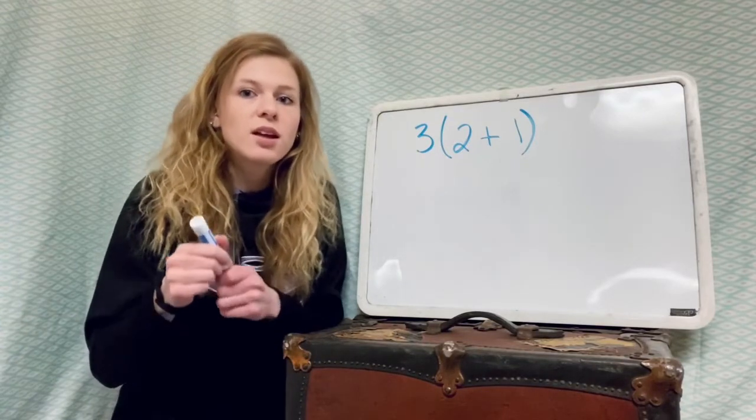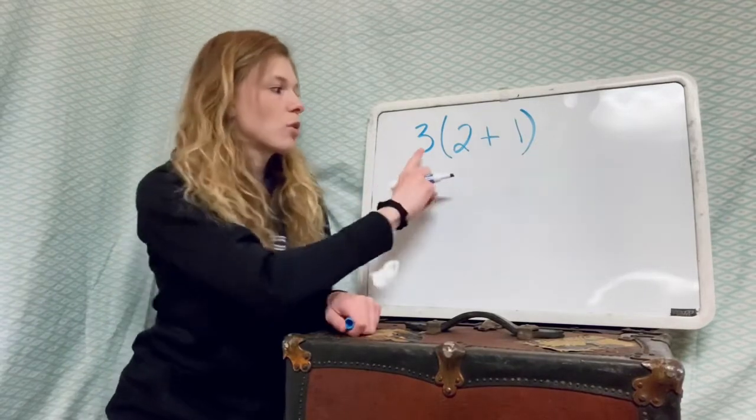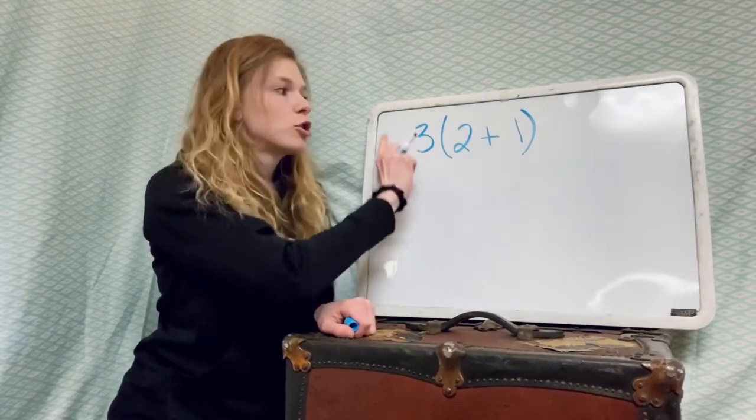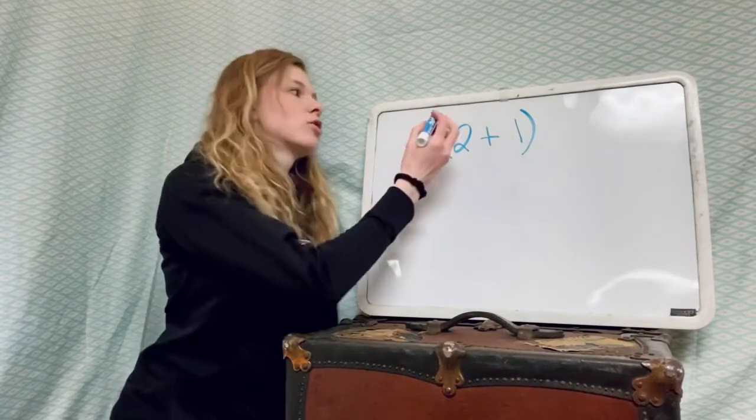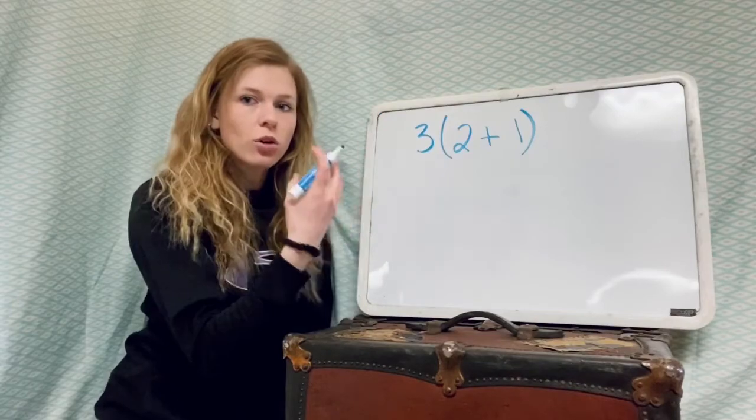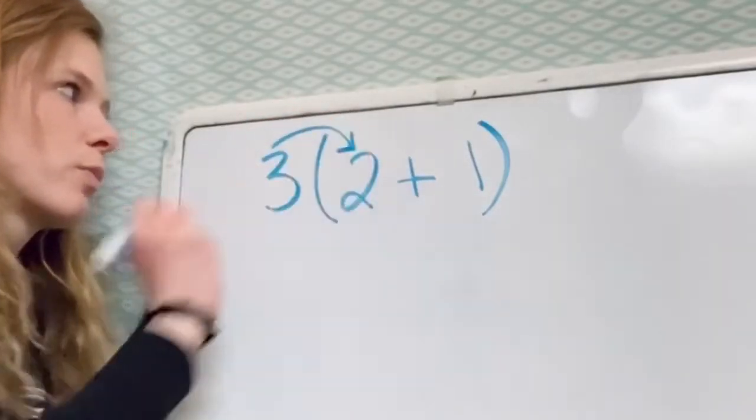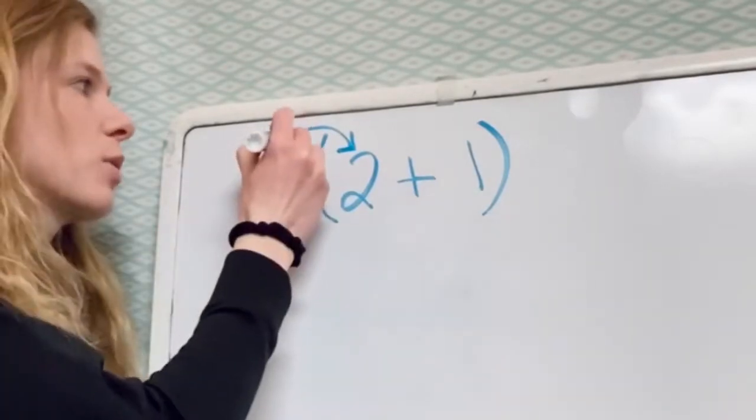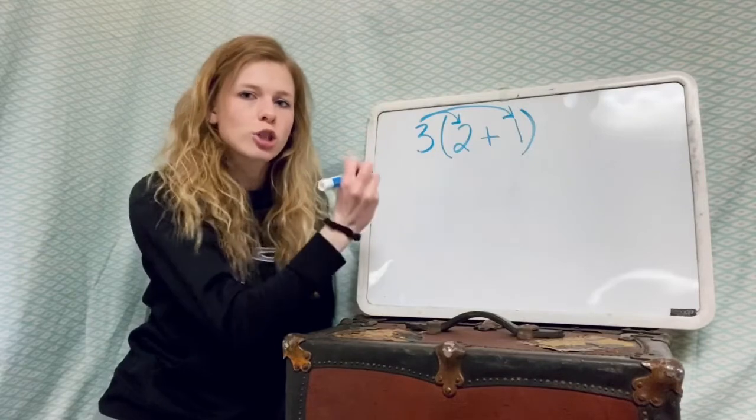So here is the first step that I do. I'm going to distribute the outside number to everything on the inside, all the terms. When I distribute, I like to draw a little arch with an arrow on it. So I'm going to distribute the 3 to the 2. Then I'm going to take the 3 and distribute it to the 1. So I've created these little arches.